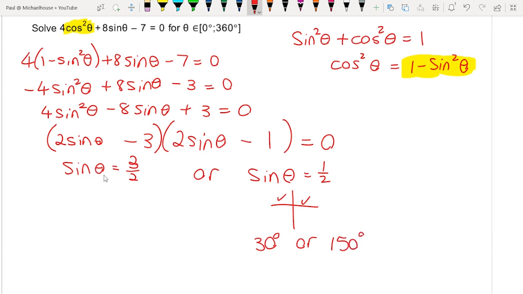And in fact, over here, there are no answers. If you try and undo sine of 3 over 2, you get an error. Remember that sine ranges in terms of its outputs from -1 to 1.